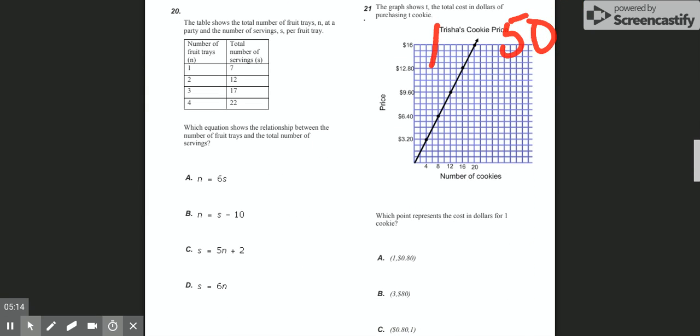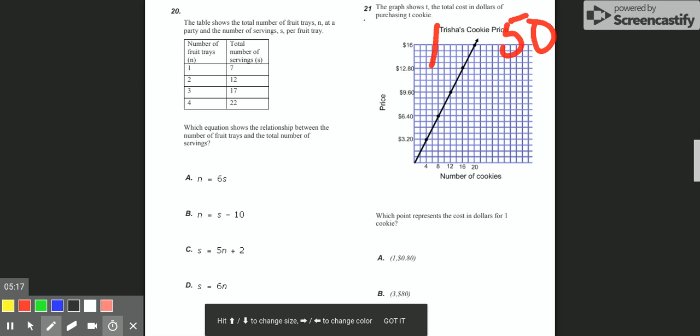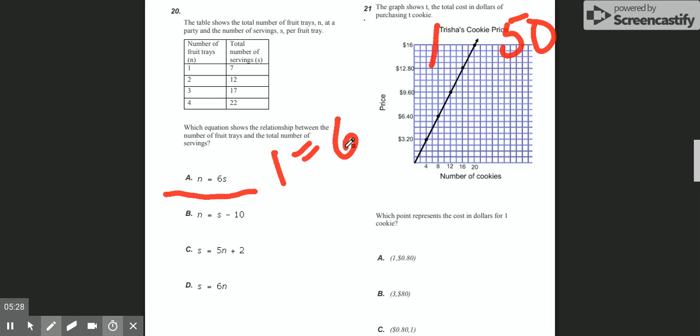Number 20, it wants to know what's the equation. So we can do the guess and check thing. It says N is 6 times S. So if I plug in the first one, N is 1, 6 times S, so 6 times 7. And that clearly does not work. So A is not it.